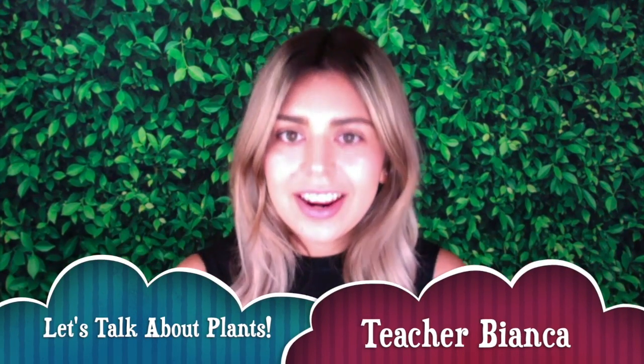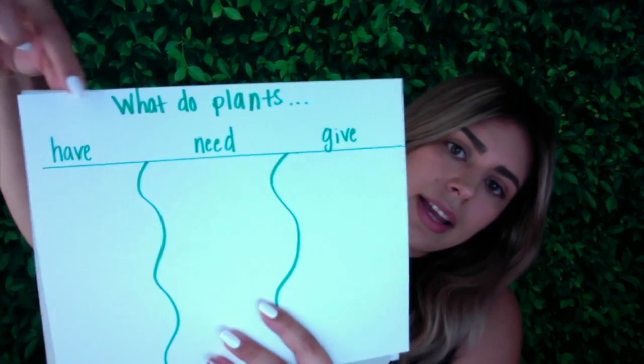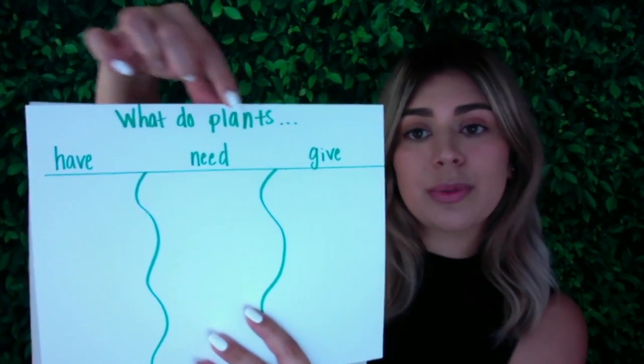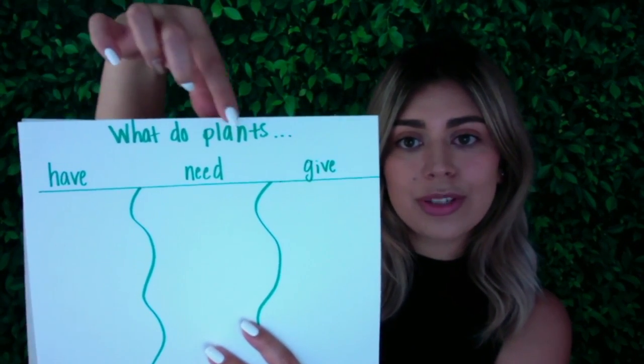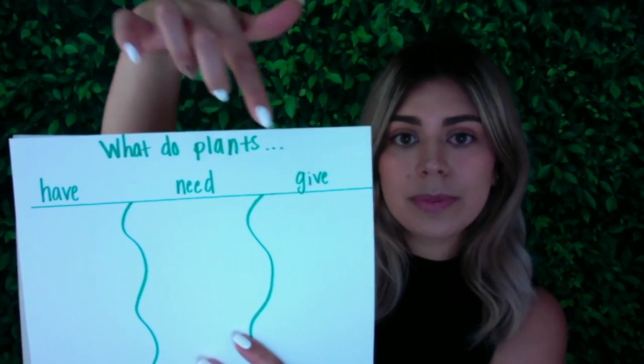Hi everyone! So in this video we're going to be talking about plants again. Last time we talked about the different parts of the plant. This time we're going to ask 3 different questions. We are going to ask, what do plants have? What do plants need? And what do plants give? So first we're going to talk about what plants have.